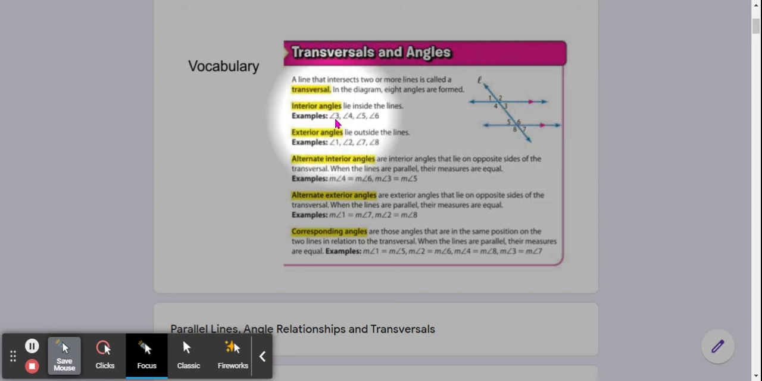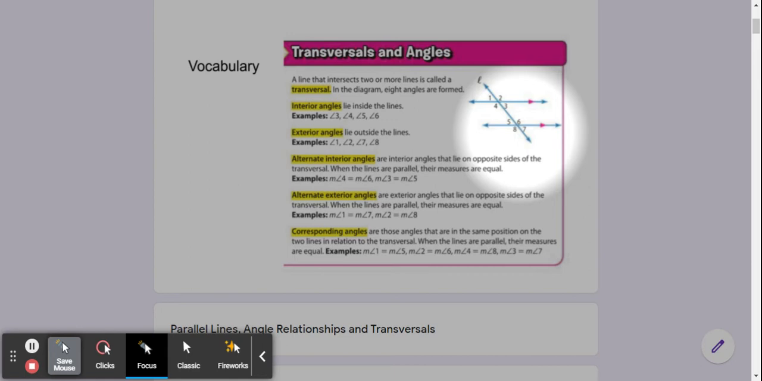Next, interior angles are angles that lie inside the lines. So angles 3, 4, 5, and 6. Do you see how 3, 4, 5, and 6 are inside? Which means the ones on the outside, those are your exterior. Exterior is outside, interior is inside. If you've ever gone with your parents to buy paint, they might ask, is this going to be interior paint or exterior paint? So are you painting the inside of your house or the outside? Interior is inside, exterior is outside.